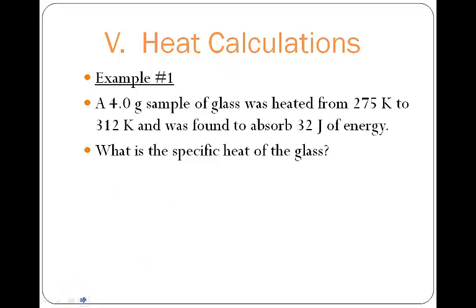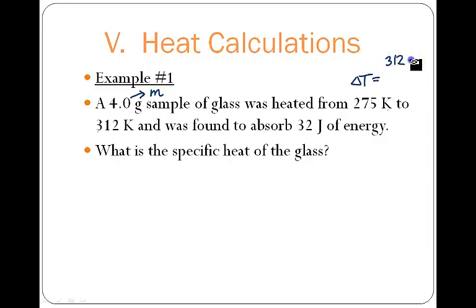Okay, I think we're ready to try a practice calculation, so let's dive right in. In this example, we see that we've got 4 grams of glass, so grams is our mass. It is heated from 275 Kelvin to 312 Kelvin, so its temperature is going up. It's endothermic, so it's going to have a positive Q value. Maybe right now we should find our delta T. How much does the temperature go up by?